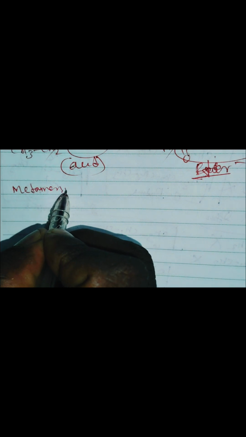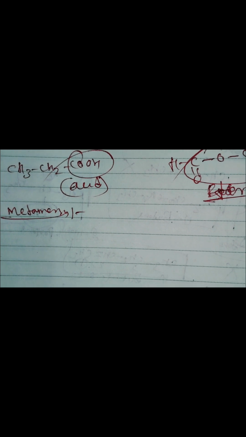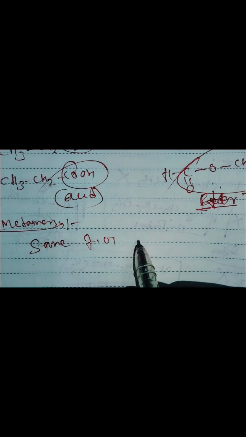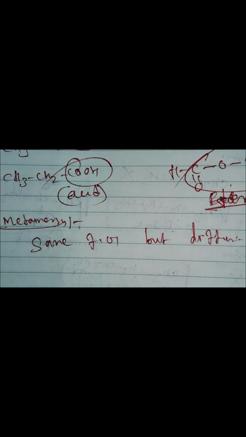Then the next isomerism is metamerism. This metamerism is nothing but the same functional group but a different compound. The functional group cannot be changed, but the entire compound name can be changed. There is the same functional group but a different compound, and that is metamerism.